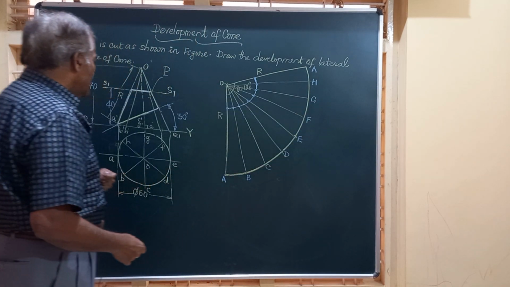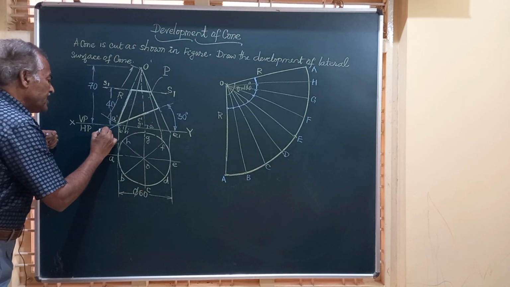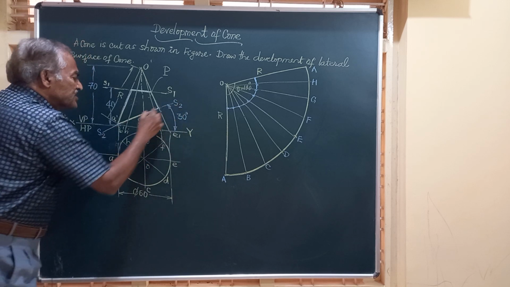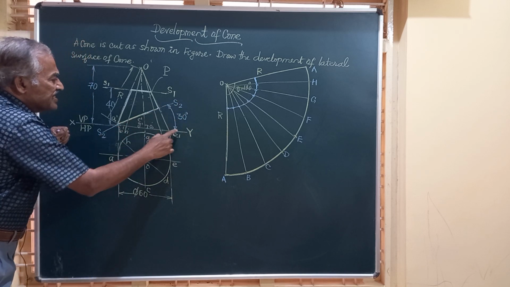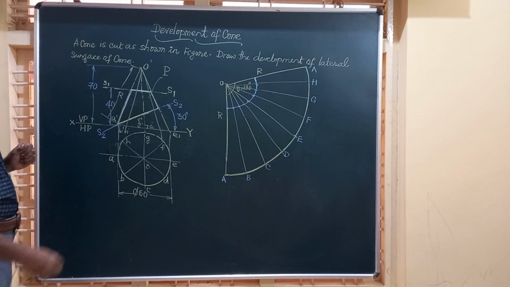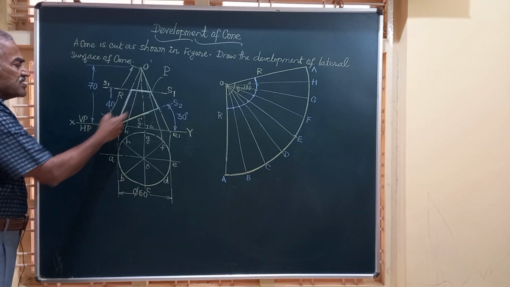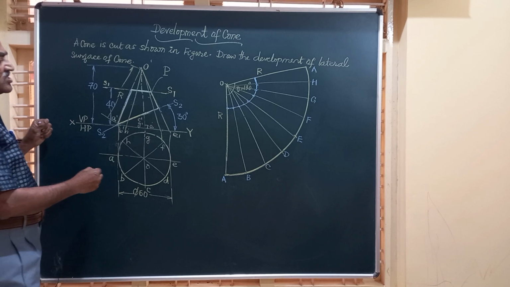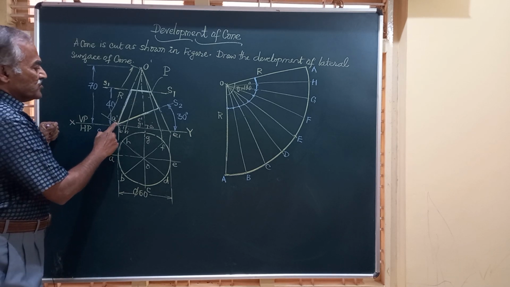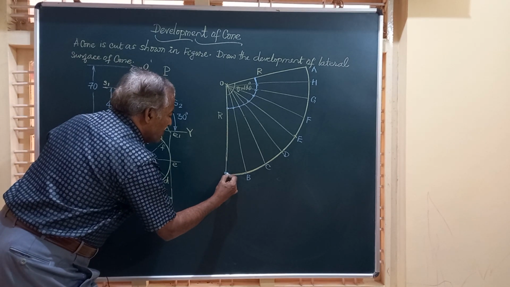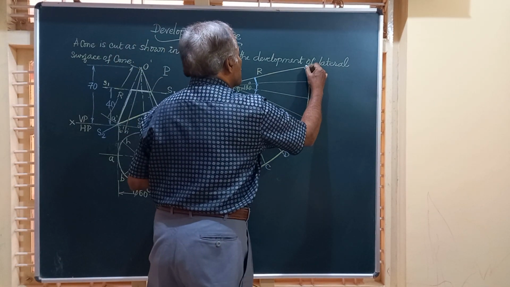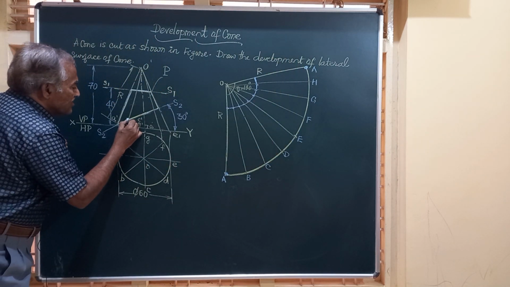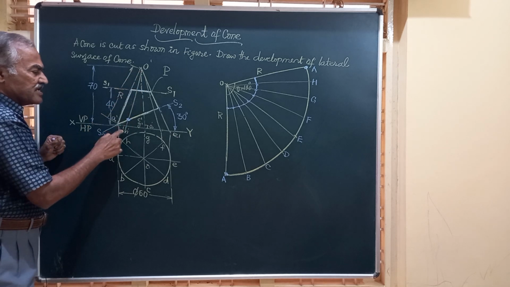Friends, now the section plane S2, that is the second section plane, which is inclined at an angle of 30 degrees to the horizontal, is passing through A dash while cutting all these generators. So friends, let us start from this point A. The section plane is passing through A, and we have these two points for A. Then the generators OB and OH are cut here.